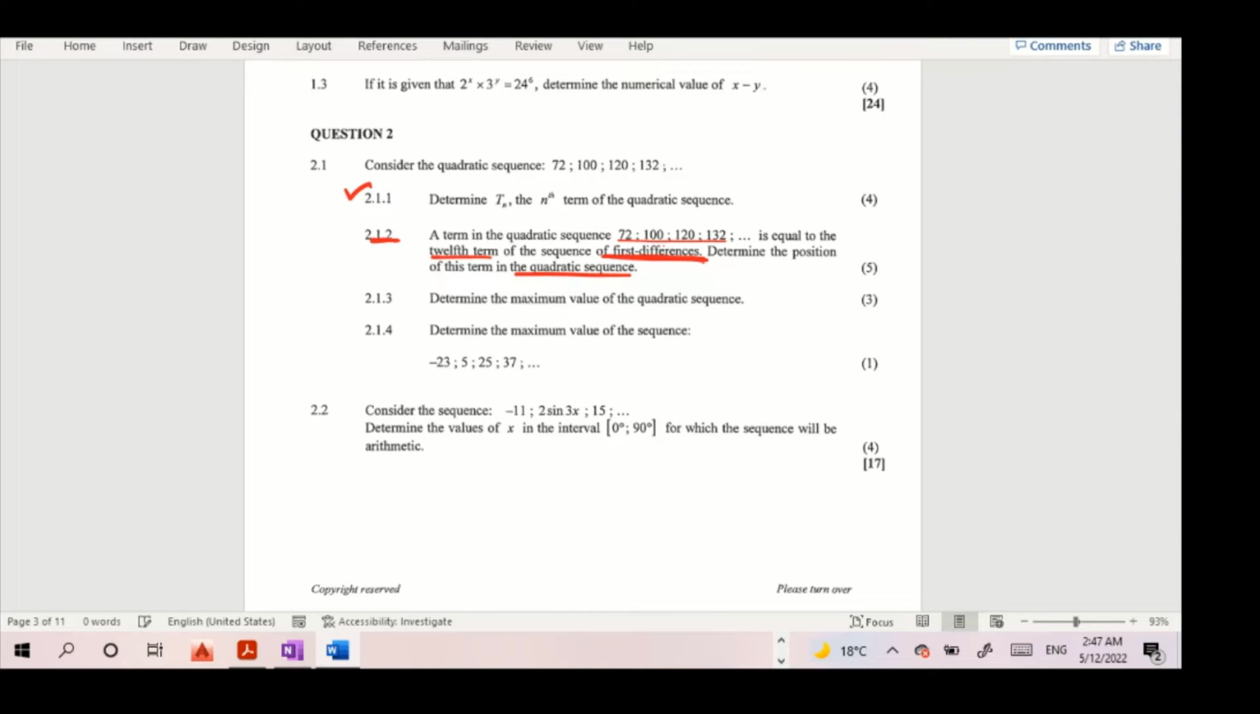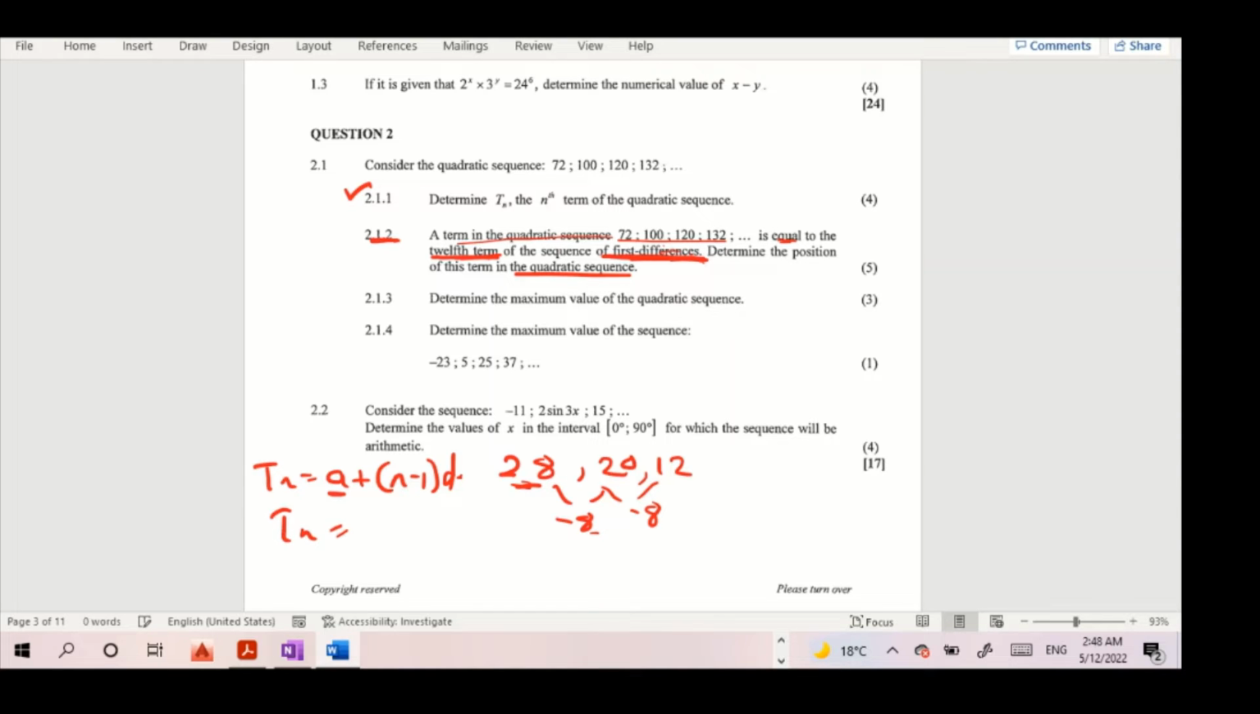So they are telling you that a term in this quadratic sequence is equal to the 12th term of the first difference. Which means we have to write the first difference first for us to solve this problem. The first difference is 28, 20 and 12, and the difference here is -8, so it's constant. So we need to find the equation of the arithmetic sequence. Tn is equal to a plus (n minus 1)d, and you substitute your a value, which is 28, and your d value, which is -8.